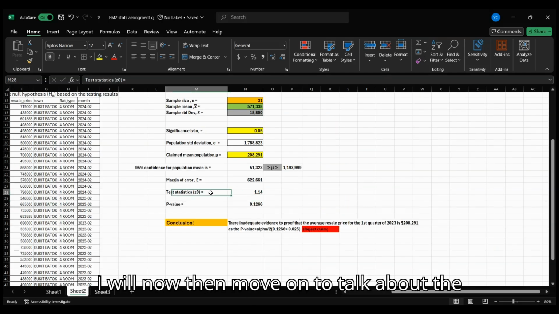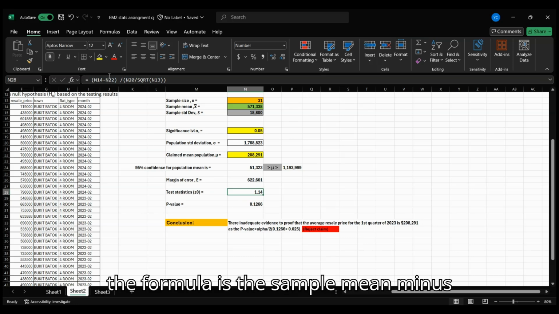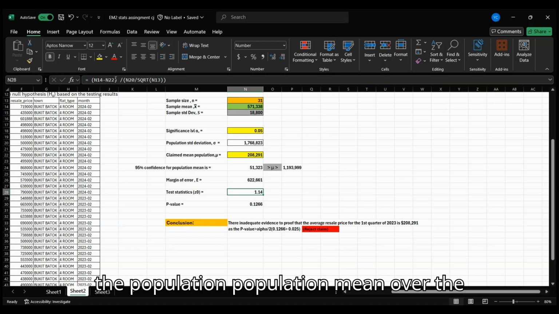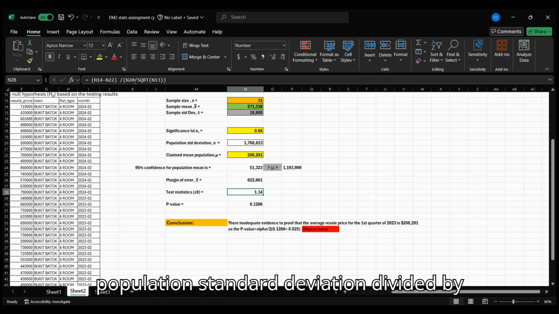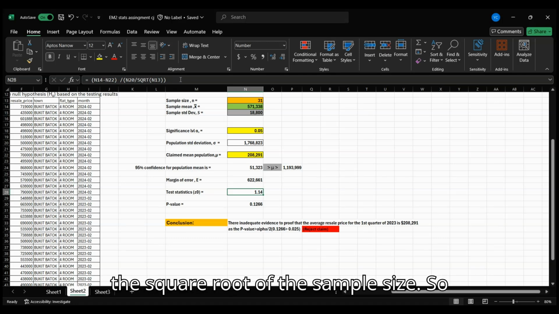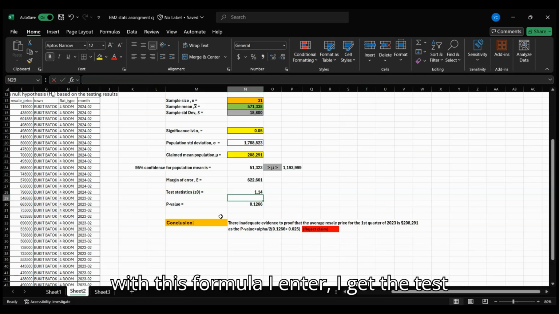I'll now move on to talk about the formula to obtain my test statistic. The formula is the sample mean minus the population mean over the population standard deviation divided by the square root of the sample size. With this formula, I enter, and I get the test statistic.